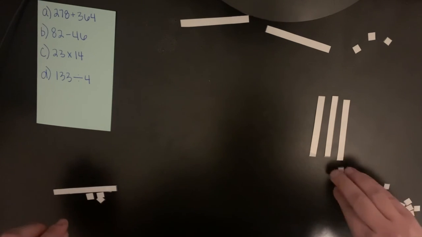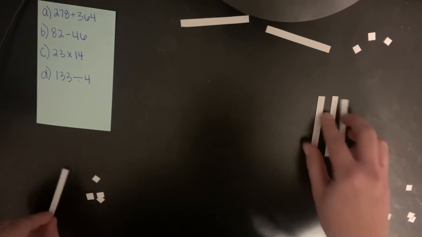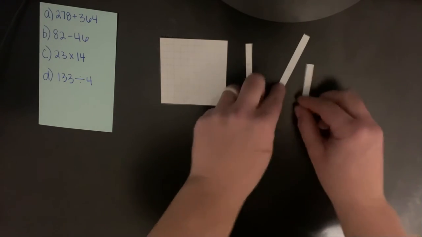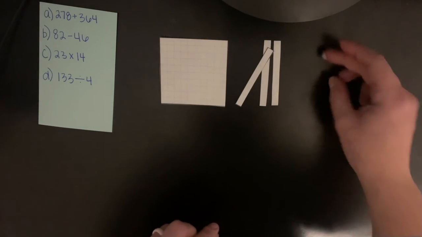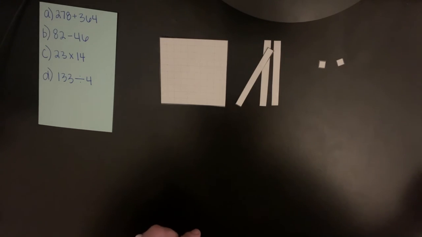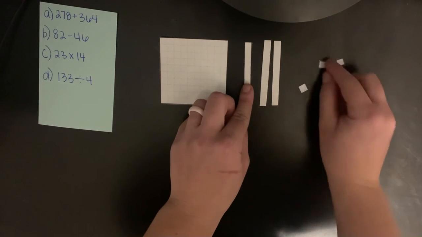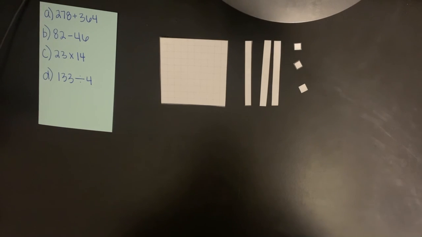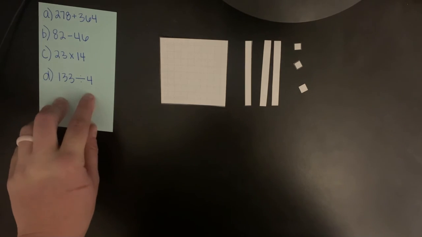The last problem I'm going to demonstrate is the sharing method. It's a division problem using the sharing approach. So the problem we're going to solve here is 133 divided by 4. So we have 100, 30, and 3. So we have 133.